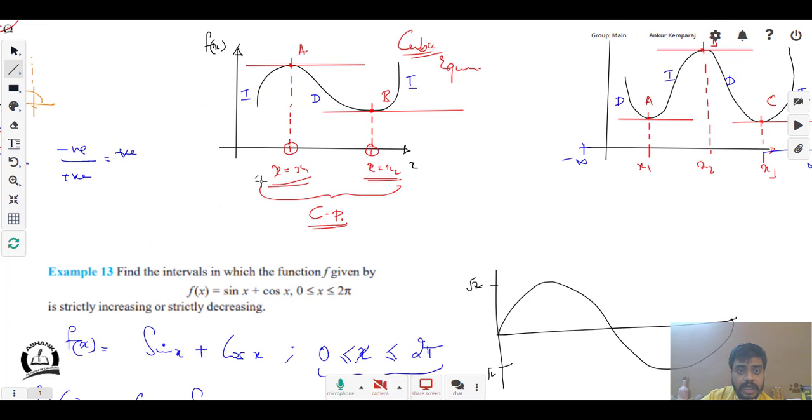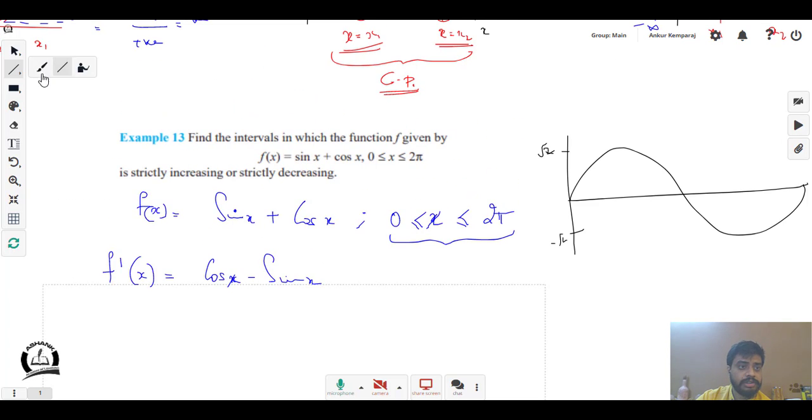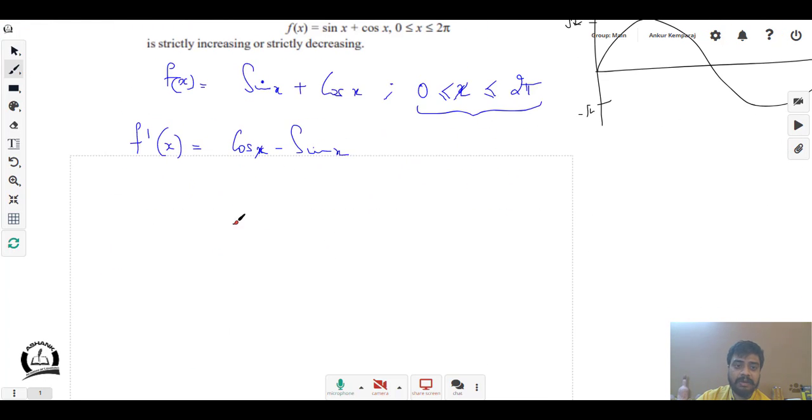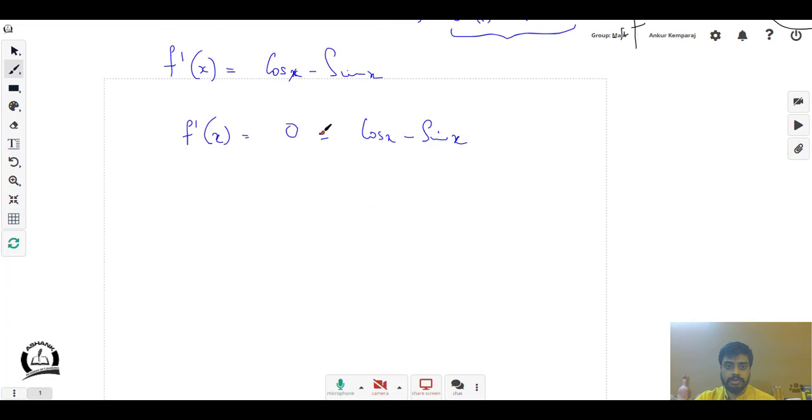I've differentiated the equation, so I know the general equation of the slope. Now I'm going to equate this equation to 0. That means I would have cos x minus sin x is equal to 0. If cos x minus sin x is equal to 0, that means cos x is equal to sin x, or in other terms, tan x is equal to 1.